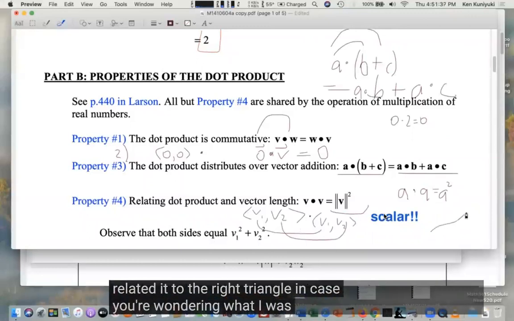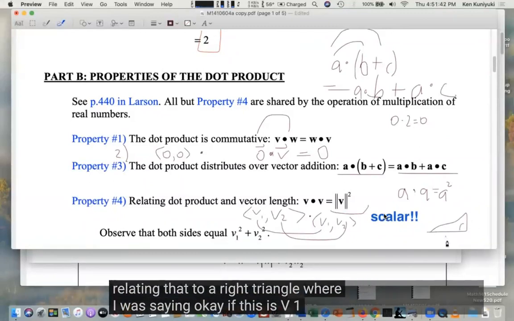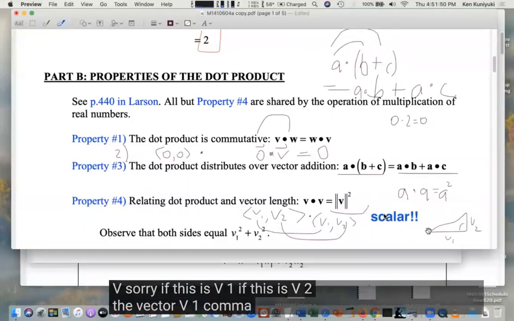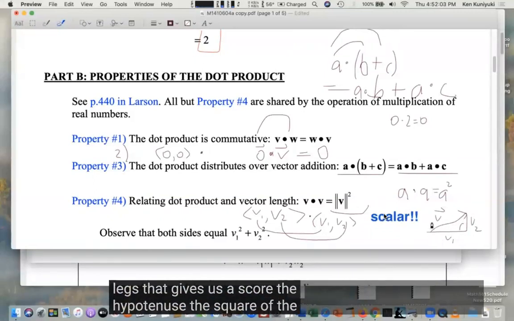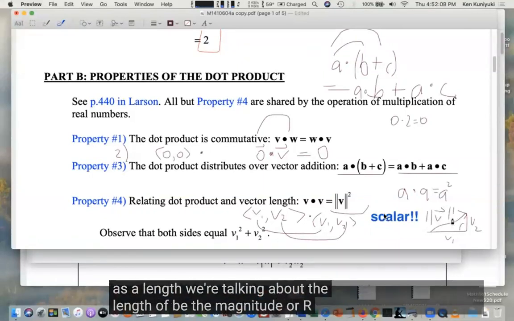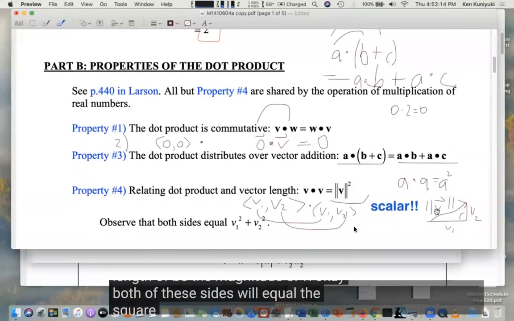In case you were wondering what I was doing, I was relating that to a right triangle. If this is V1, if this is V2, the vector V1, V2 is this vector here, the vector V. So V1 squared plus V2 squared, the sum of the squares of the legs, gives us the square of the hypotenuse, the square of the length of V. So if you want to think of this as a length, we're talking about the length of V, the magnitude, or R. Both of these sides will equal the square of the hypotenuse.